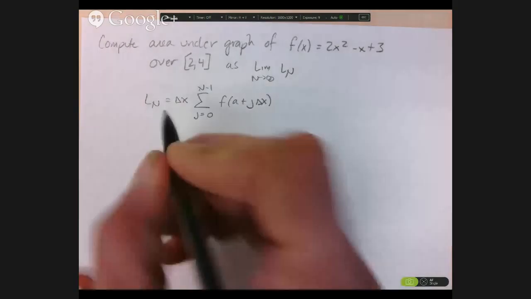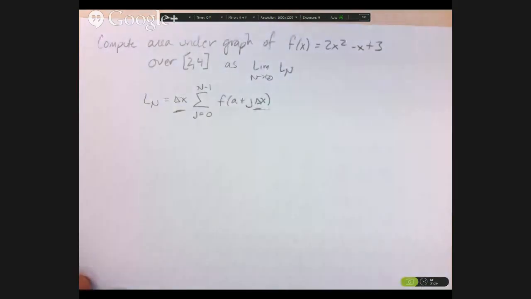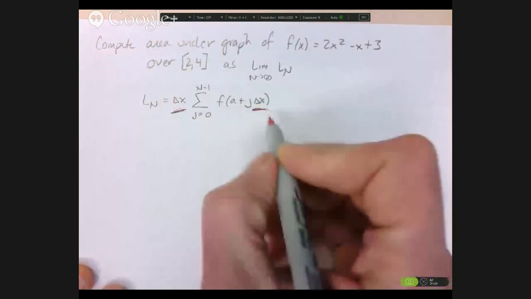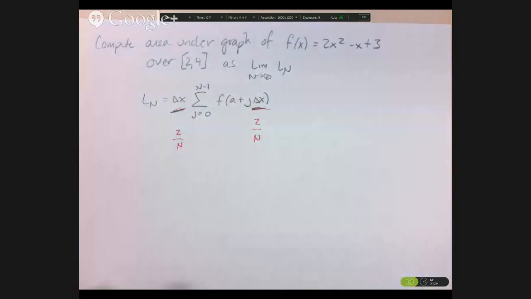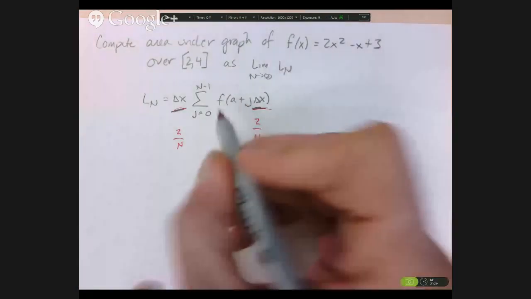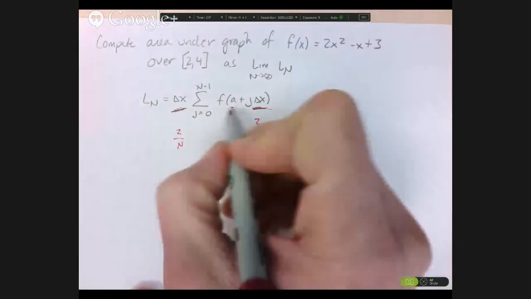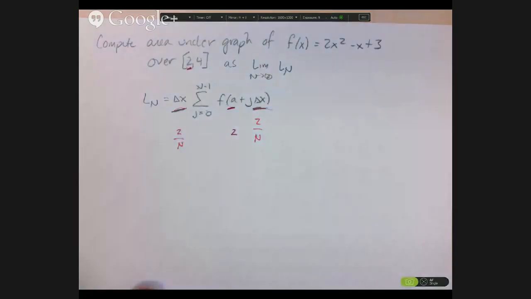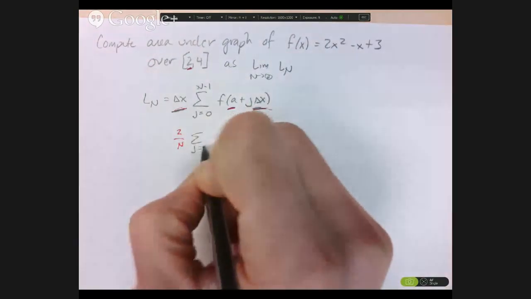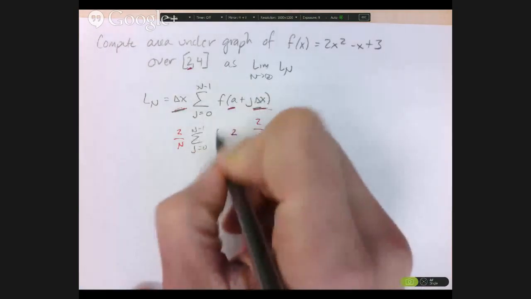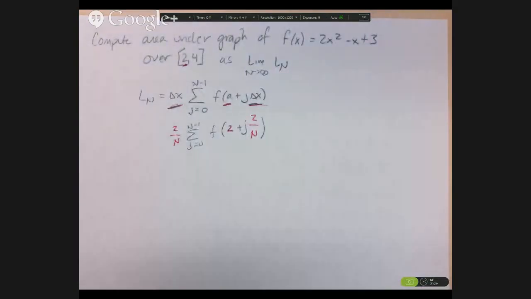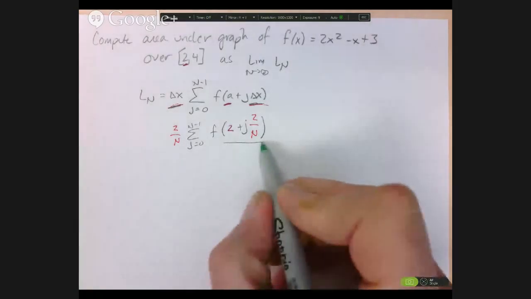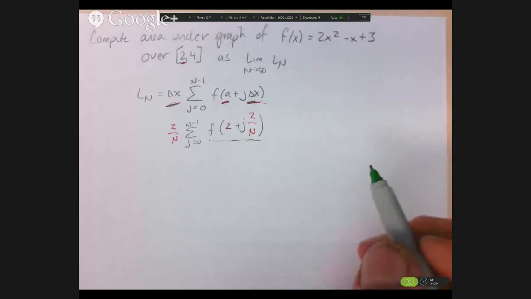Okay, so what is the change in x? 1 minus 2 over n. Yeah, so 2 over n. And a is 2. And then the rest of it just comes along for the ride. All right, what's f of 2 plus j times 2 over n?